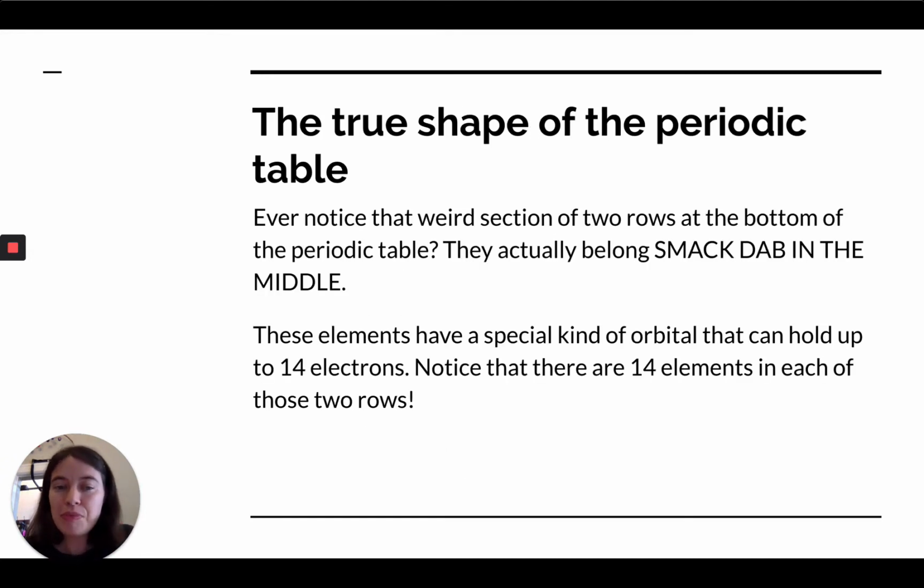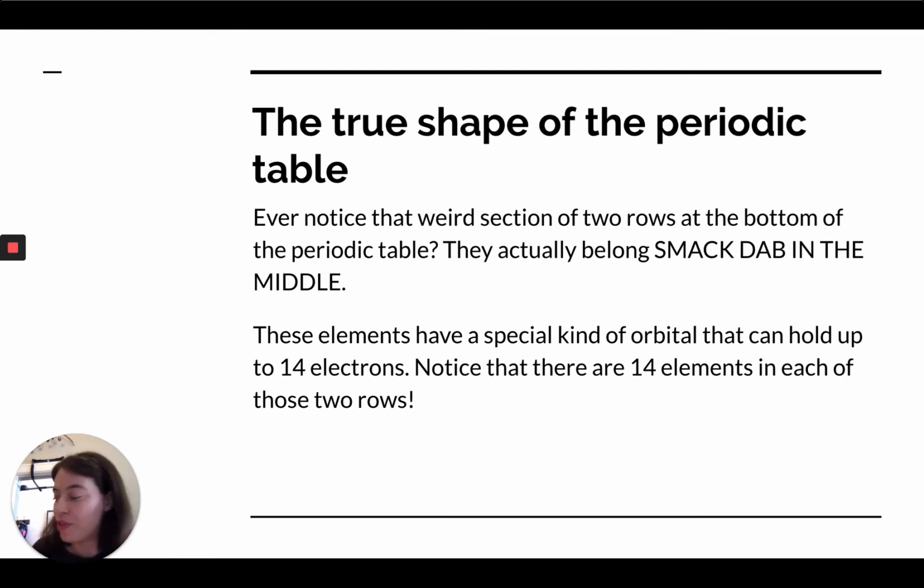So the first thing I need you to understand about the periodic table is that the way that you are used to looking at it is a lie. The periodic table does not actually look like this. This is a handy-dandy way of representing the elements, but it turns out that those two rows at the very bottom actually belong in the middle of the periodic table.